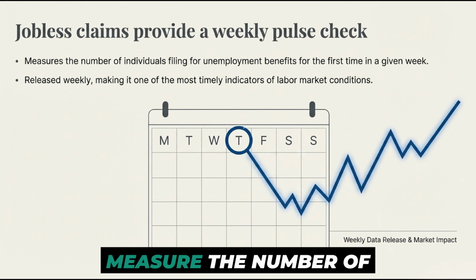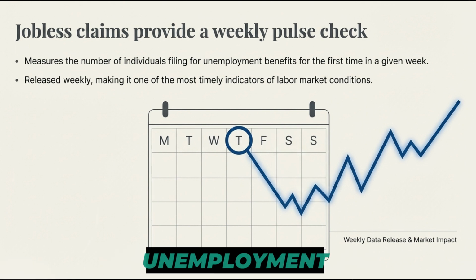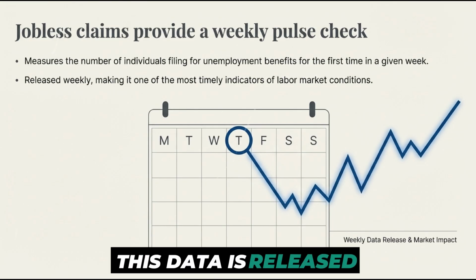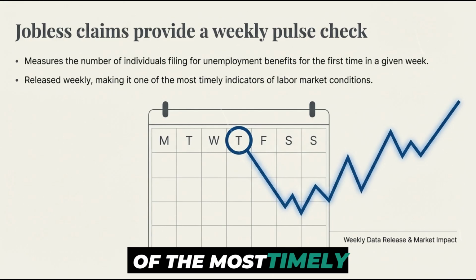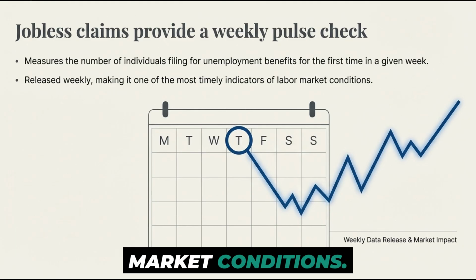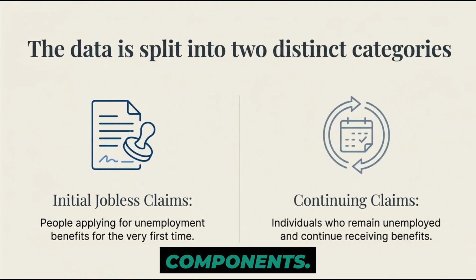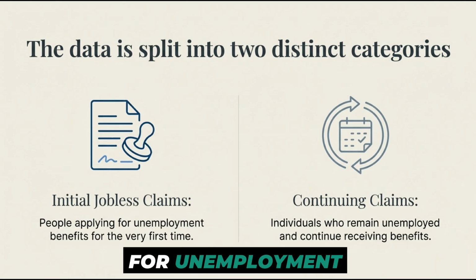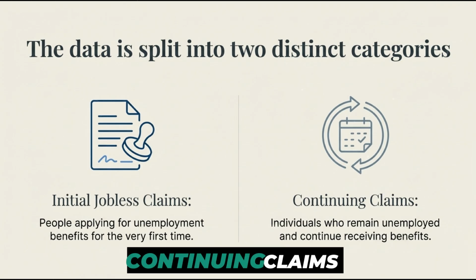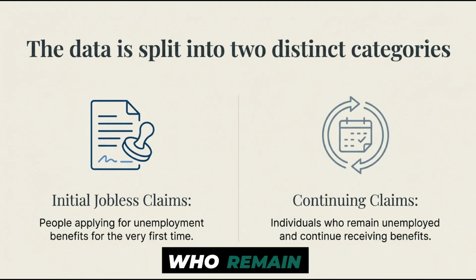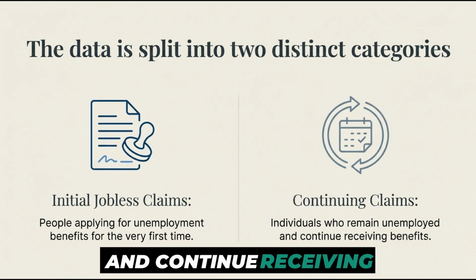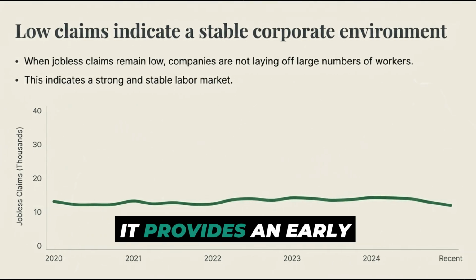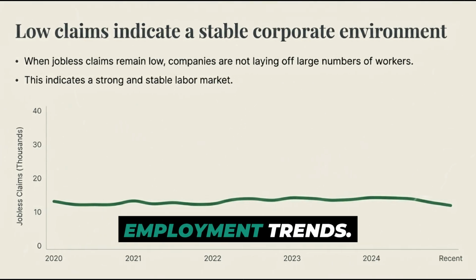Jobless claims measure the number of individuals who file for unemployment benefits for the first time during a given week. This data is released weekly and is considered one of the most timely indicators of labor market conditions. There are two main components. Initial jobless claims represent people applying for unemployment benefits for the first time. Continuing claims represent individuals who remain unemployed and continue receiving benefits. Because this data is released every week, it provides an early signal of changes in employment trends.